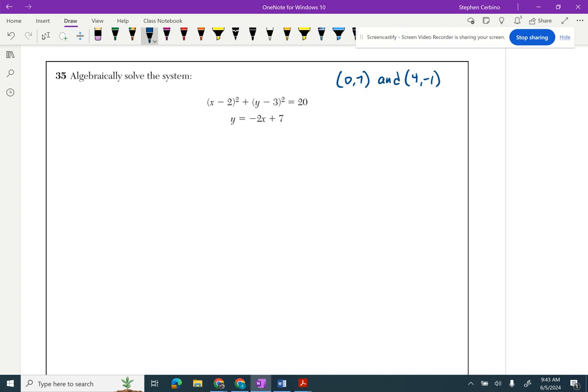The reason why you want to write the answers first is you get a point just for finding the answers if you did no math whatsoever, right? So you want to get that point right away and then try and do the math and see what we can do. So since this is a system, we are going to substitute.